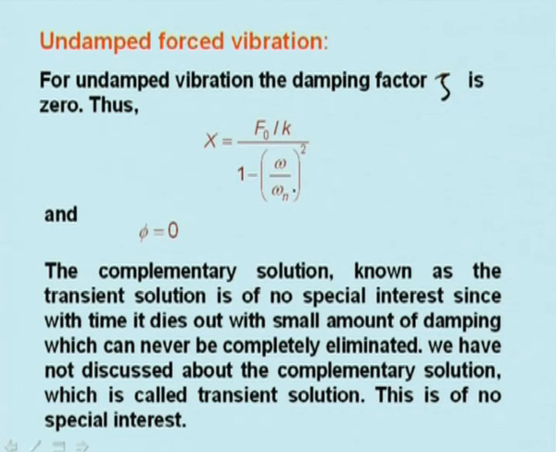Here also it is seen that if omega is very small, then X is, of course, F0 by k, but if omega is very large, then this capital X will approach 0. So F0 by k divided by 1 minus (omega by omega n) squared: this term approaches infinity in the denominator, so you get 0. This is the interesting thing.